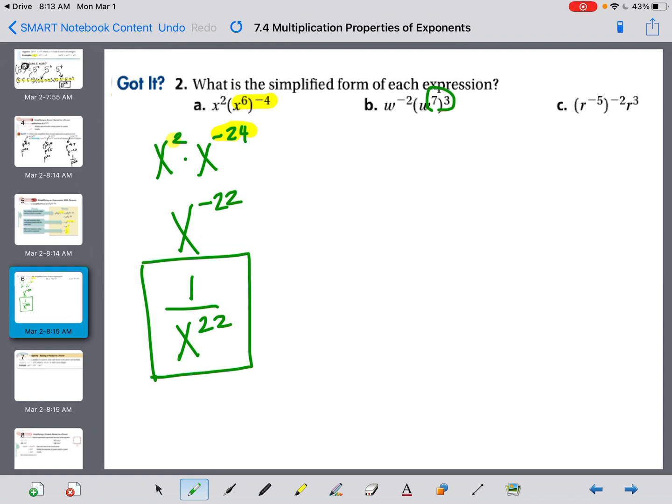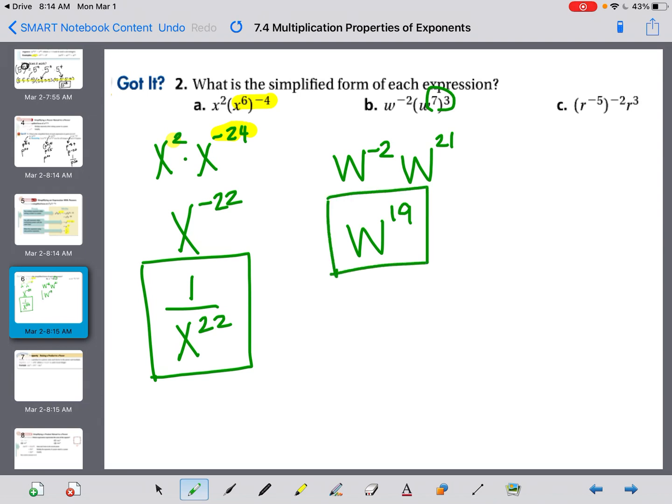Letter B, we're going to start with the powers to powers again. I leave my w to the negative 2, and then I multiply 7 times 3 to get w to the 21st power. Now I can add these two exponents to get w to the 19th power. Because that's positive, I get to leave it exactly how it is. Letter C, they just changed the order that they're written in, but we still have powers to powers that we need to take care of first. Negative 5 times negative 2 gives us r to the 10th power and r to the 3rd. Now I get to add those exponents for r to the 13th.